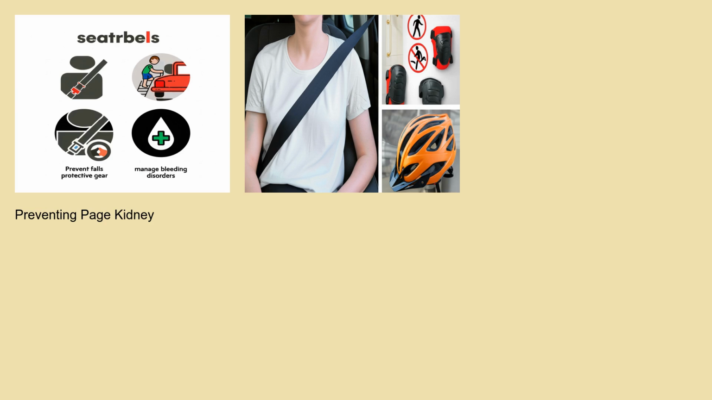Preventing Page kidney primarily involves preventing the traumatic injuries that often lead to it. This includes wearing seatbelts in vehicles, taking precautions to avoid falls, and using appropriate protective equipment during sports and other activities. For individuals with bleeding disorders, careful management of their condition can help reduce the risk of developing subcapsular hematomas, even with minor trauma. The prognosis for Page kidney is generally good, especially when diagnosed and treated promptly.